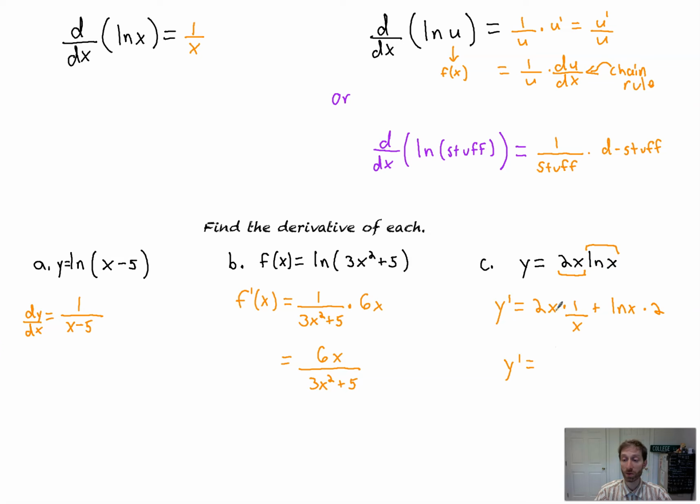Y prime is equal to, the x's divide out, you're left with 2, plus, be careful here, this is not ln of x times 2. Like the 2 doesn't end up in the argument of the log. You're not taking the log of 2 and x. So that would be plus 2 ln x. There you have it. There's your answer.